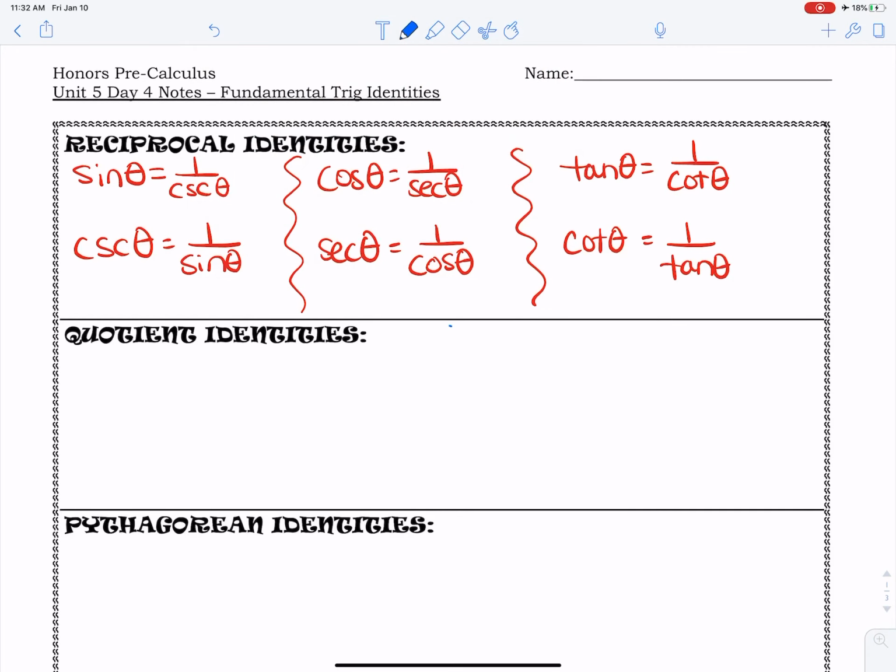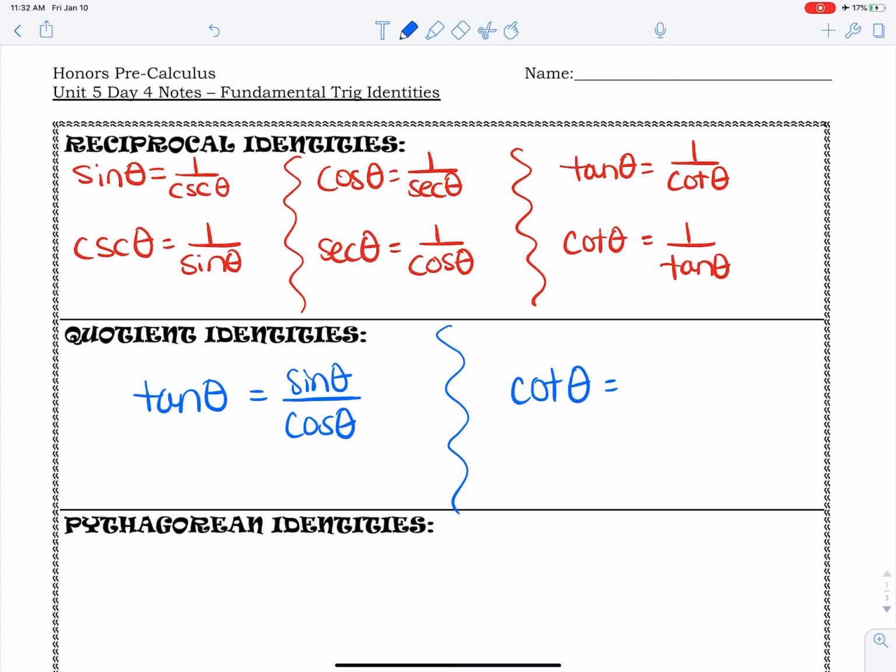Quotient. There are two separate ones, and quotient is when you divide. So to get tangent theta, you divide sine over cosine. But to get cotangent of theta, you're going to divide cosine over sine.